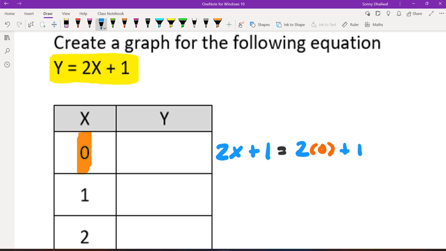We can use our head. We use BEDMAS. We go 2 times 0 plus 1. What do we get? 1. Yeah, thank you. 2 times 0 is 0 plus 1 equals 1. So this is saying when the x value is 0, for this relationship, the y value is 1. So we now have 1 point.